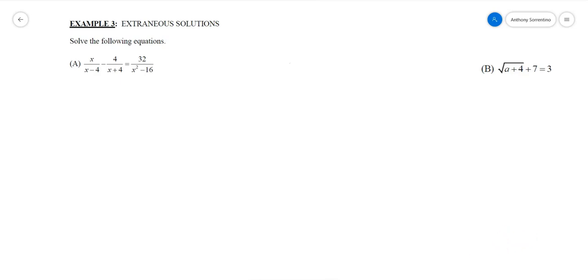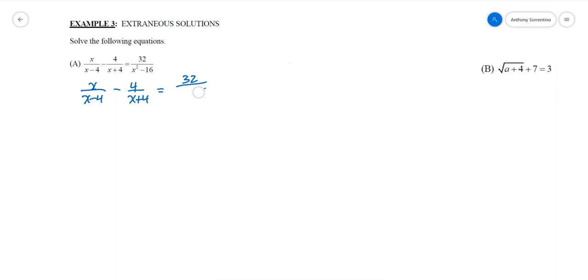Before I start making determinations about what my possible domain restrictions are, I'm going to factor anything I could possibly factor, which on the left-hand side, really isn't much to do. Although I don't want to write a plus sign where there's a minus sign. That would certainly throw me off a bit. So x over x minus 4 minus 4 times x over x plus 4 equals 32 over x squared minus 16.